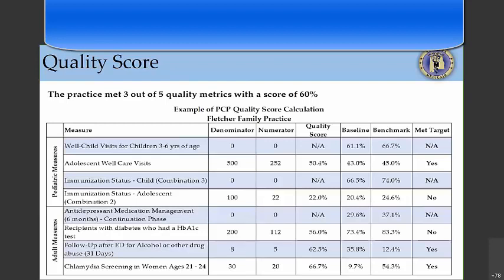In this example, the Fletcher family practice did not see any young children, so they were not scored on the well child visits for children ages 6 years of age or the childhood immunization, which pertains to children who have immunizations by their 2nd birthday. Note a 0 in denominator and numerator on those pediatric measures. The practice met their target for the adolescent well care visits.